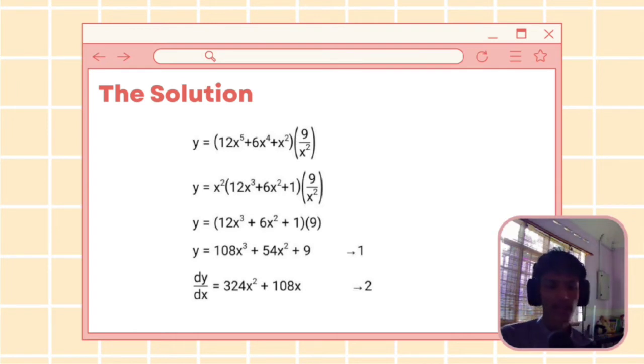So next step, we are going to find y, and it is going to be 12x to the power of 3 plus 6x to the power of 2 plus 1 and multiply by 9.